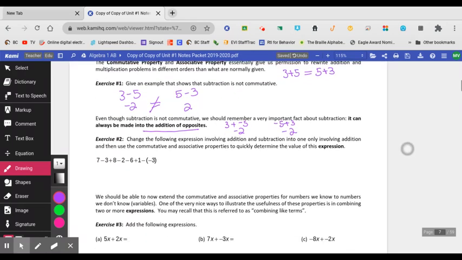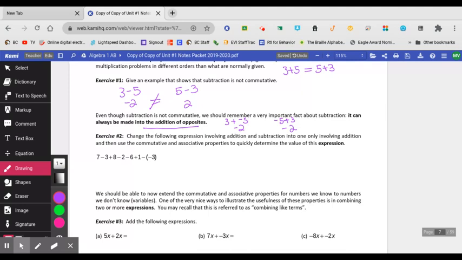So exercise number 2. Change the following expression involving addition and subtraction into one only involving addition. Then use the commutative and associative properties to quickly determine the value. So again, first thing I want to do is change all the subtraction to adding the opposite. So 7 minus 3 becomes 7 plus negative 3, plus 8 minus 2 becomes plus negative 2, minus 6 becomes plus negative 6, plus 1, and then minus a negative 3 is just plus 3. So there is using our adding the opposite.